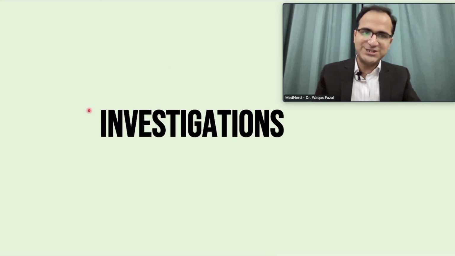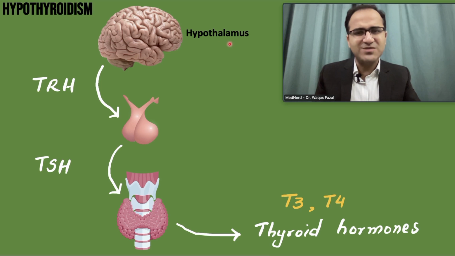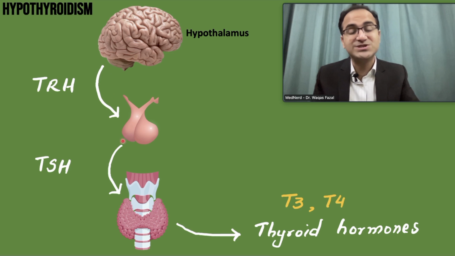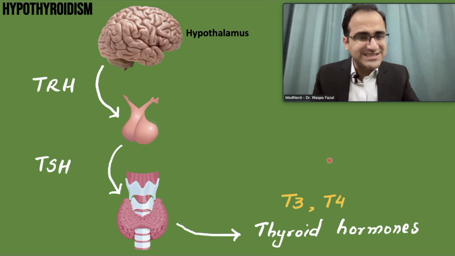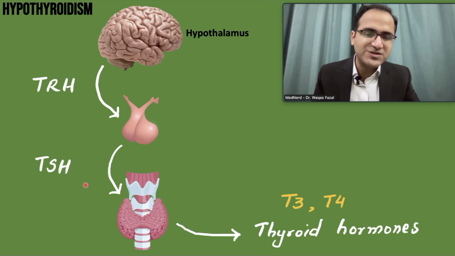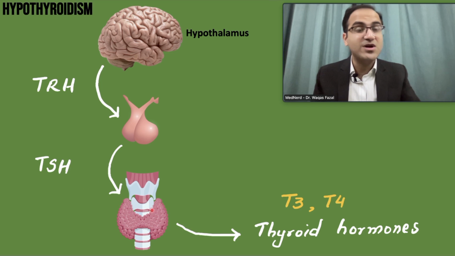Now coming to the investigations of hyperthyroidism. Remember, the hypothalamus produces thyroid releasing hormone that acts on the anterior pituitary, which secretes thyroid stimulating hormone that acts on the thyroid gland to produce thyroid hormones. So you have to test the T3, T4 levels as well as the TSH levels. And T3, T4 levels will be high and TSH levels will be low, especially where the thyroid gland is producing excess amount of thyroid hormones.